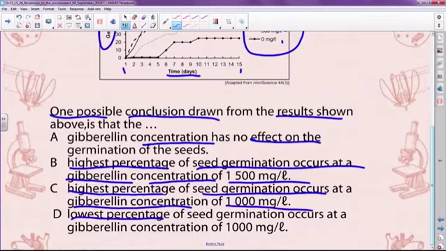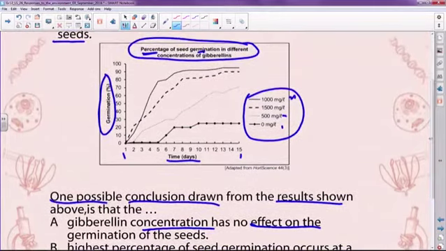And the lowest percentage of seed germination occurs at gibberellin's concentration of 1,000 milligrams per liter. So in other words, what they're trying to say is, if you have a look, germination, we're having a look at which is the highest percentage, and we need to see which one is going to be the best.